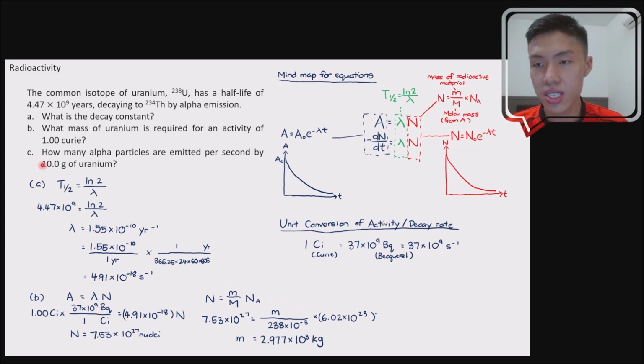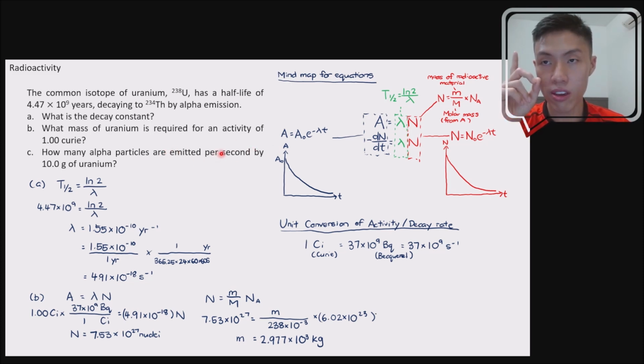Okay, question C: how many alpha particles are emitted per second by 10 gram of uranium? Now they're giving you the mass of uranium and they're asking how many alpha particles are emitted per second. How many alpha particles are emitted means how many decays are happening per second.